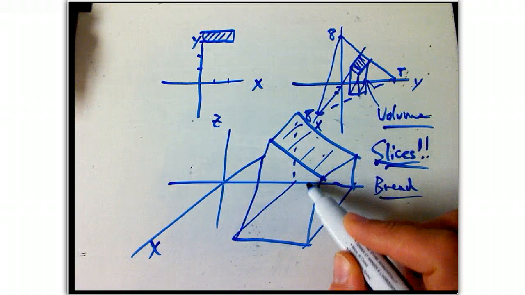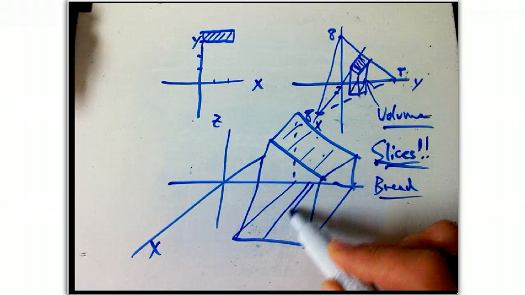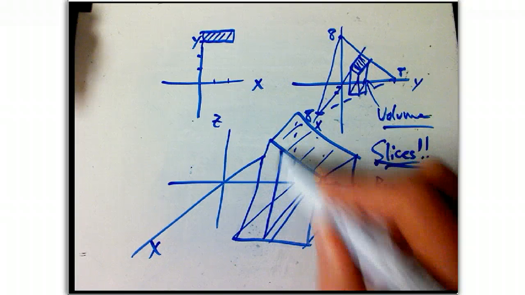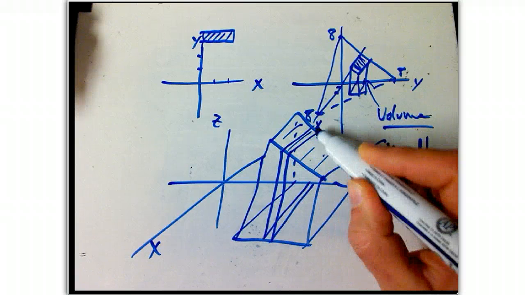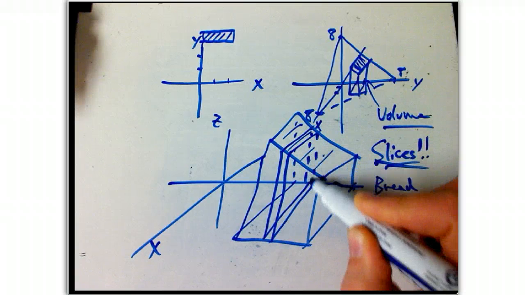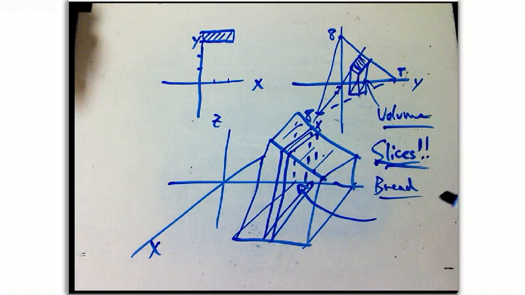So we're going to take a slice. Let's say the bottom of the slice looks like this. Notice it's running in the floor plan. Here's the size of the slice. Here's the top. And so here's a slice of bread from this loaf.